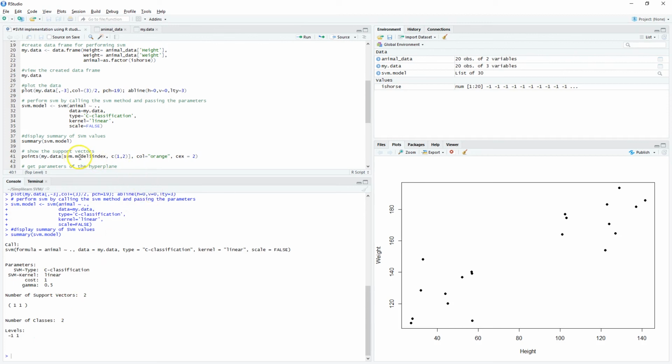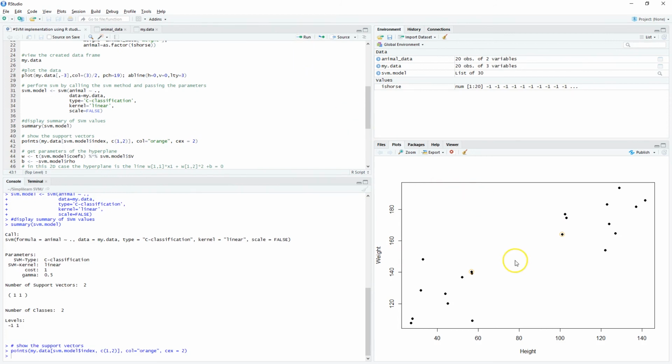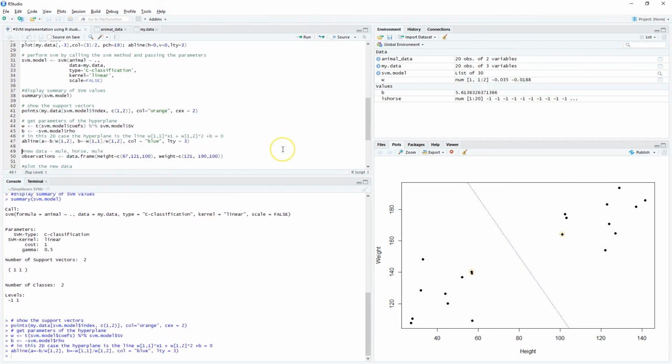So now let's find those two support vectors on our graph. This might be a little hard to see. The orange outline around this point and this point indicate that those are the two vectors that will support this model, and thus we call them the support vectors. Now let's get the parameters of the hyperplane from the model, and let's plot a line that will be our hyperplane. There's our hyperplane line, and therefore to the left and below are mules, and to the right and above that line are horses.